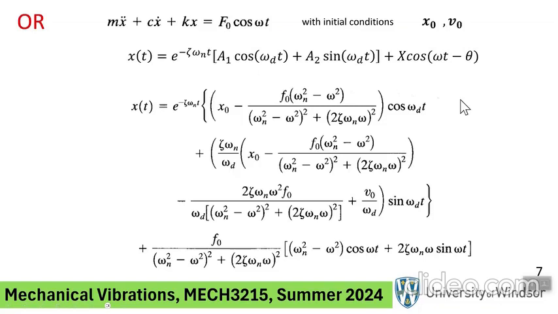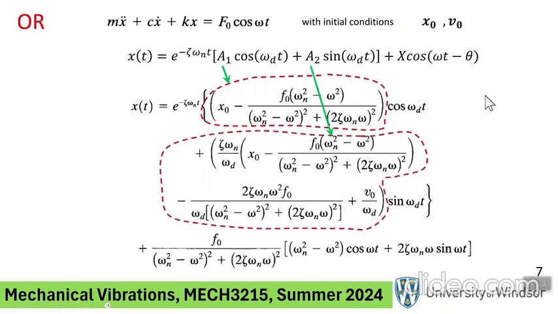nothing complicated. So this A1 is going to come out to be that expression. Notice that in it we have x naught, all right? And A2 is going to be that expression. In it we're going to have x, we're going to have x naught, right? And we have a v naught, you can see that.